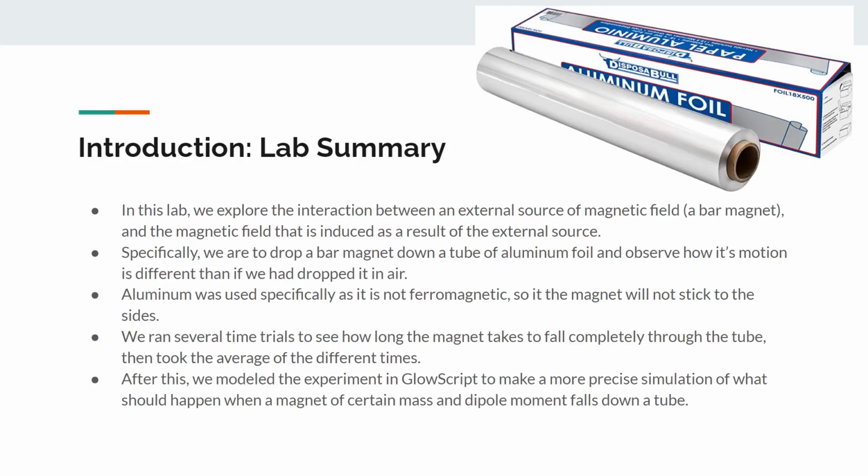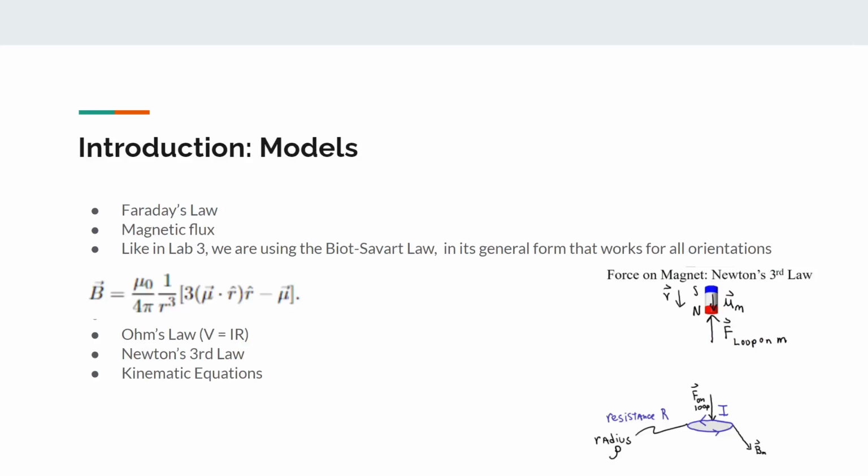Aluminum was used specifically as it is not ferromagnetic, so the magnet, when falling down the tube, will not stick to the side. We ran several time trials to see how long the magnet takes to fall completely through the tube, and then took the average of the different times. After this, we modeled the experiment in GlowScript to make a more precise simulation of what would happen when a magnet of a certain mass and dipole moment falls down a tube.